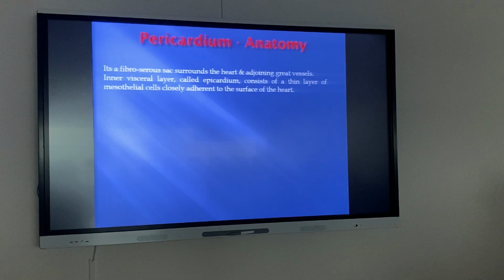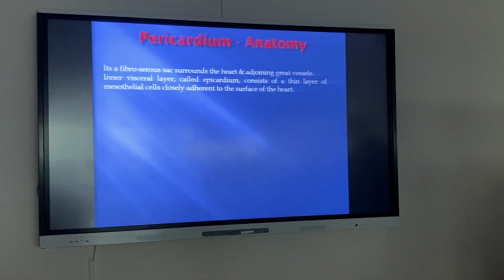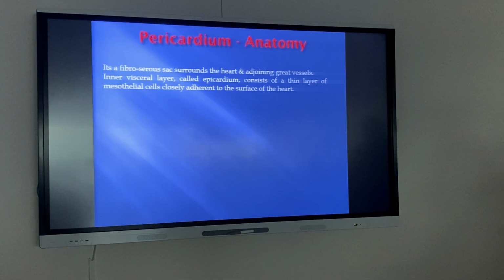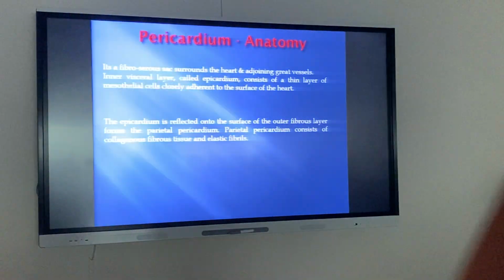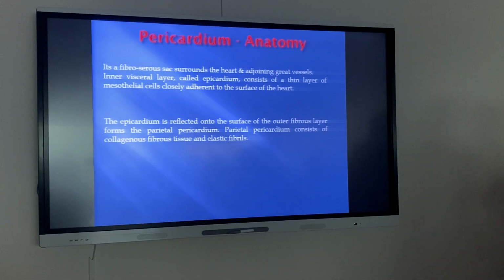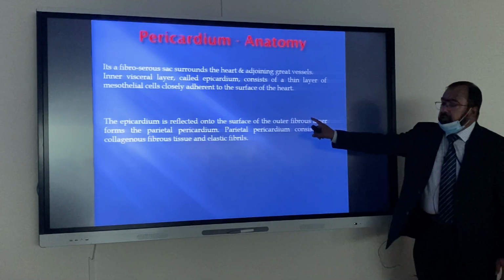So it's a fibroserous sac surrounding the heart and adjoining great vessels. The inner one is called the visceral pericardium or epicardium, which is attached directly to the myocardium. It's a thin layer of mesothelial cells closely adherent to the heart. So it is just attached to the heart. And then the epicardium is reflected onto the surface of the outer fibrous layer.